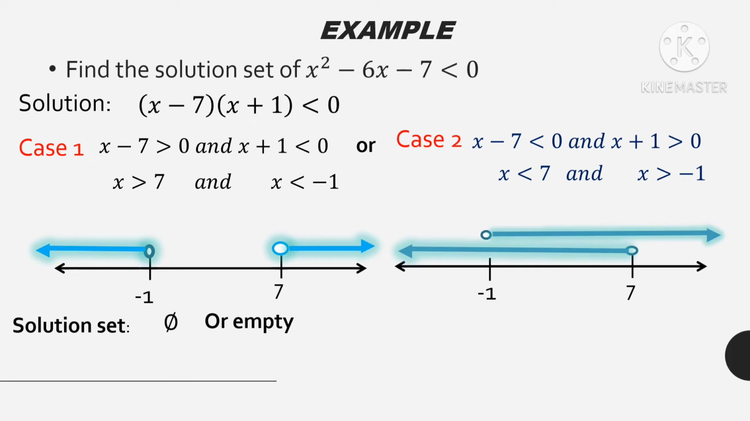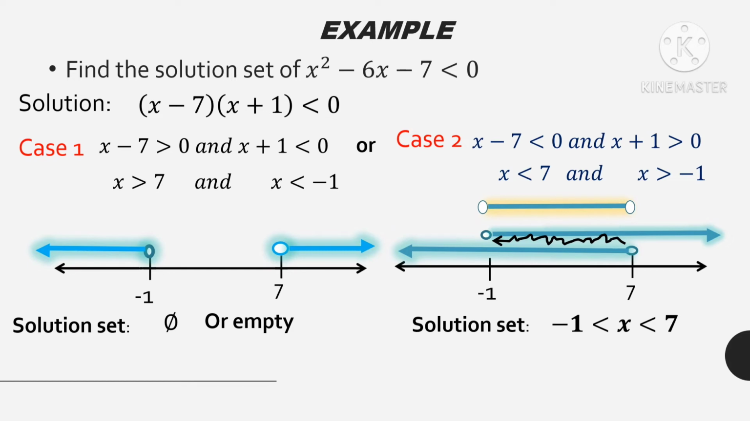So as you look at the graph, they have a common intersection. Yan yung common intersection nila. Nasa pagitan ni, in between negative 1 and 7. So therefore, that is the solution set of the given inequality. So the solution set is in between negative 1 and 7. So you have there, x is greater than negative 1 but less than 7.